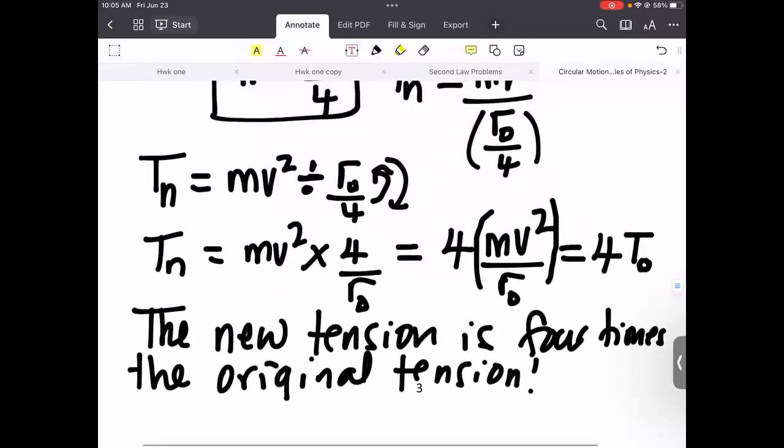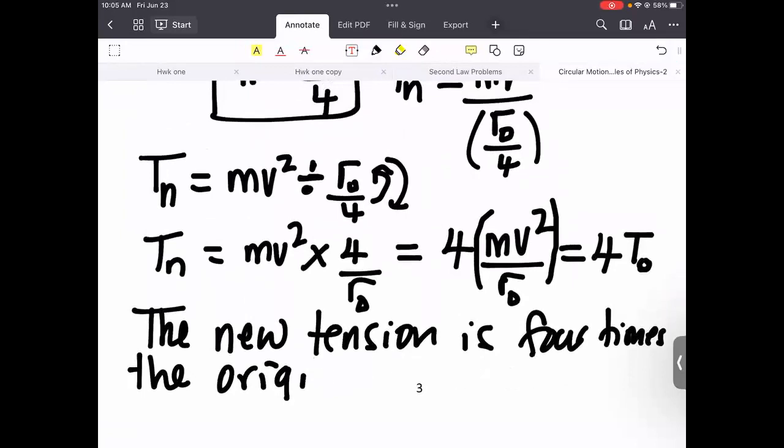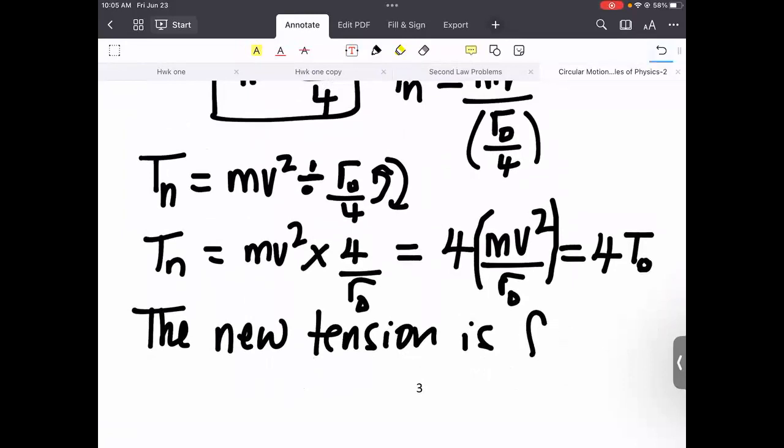I don't have space here, so I might have to erase all this stuff. All this stuff has to go.